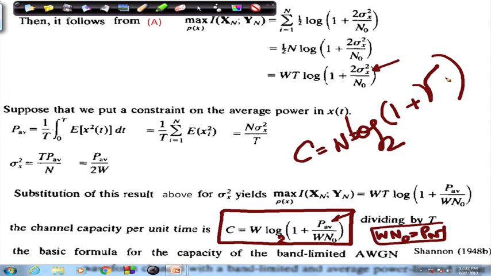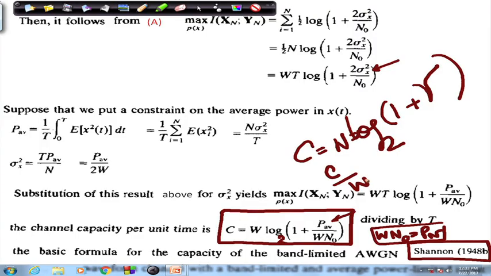So, finally, if you do a few steps, this is the famous result which Shannon gave us. We will use this as a benchmark. What we have not discussed is, if we are given a certain transmit power, we know the power spectral density, given the bandwidth, we can calculate the noise power as n naught multiplied by W, that is the total noise power.